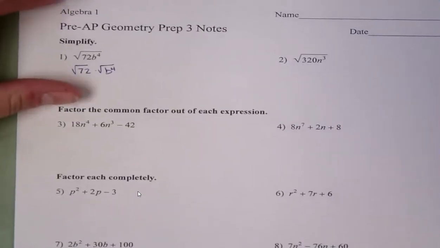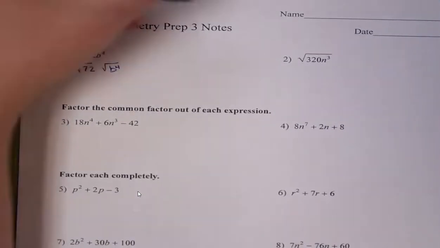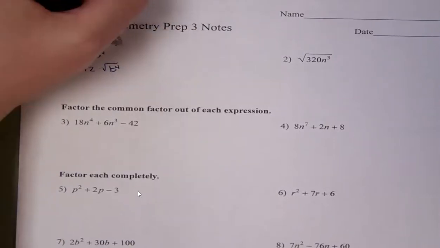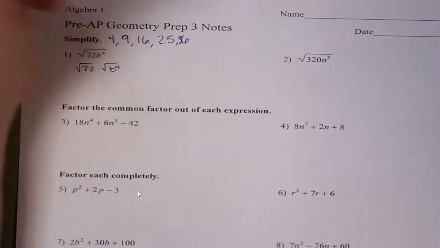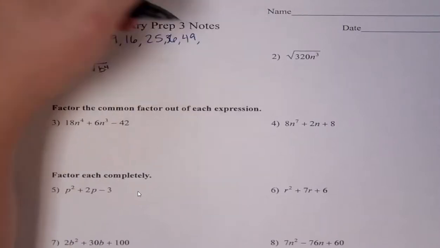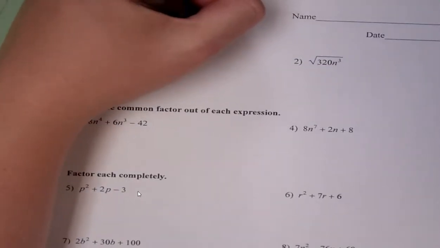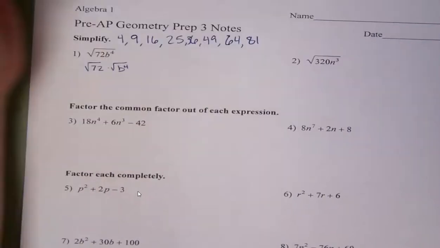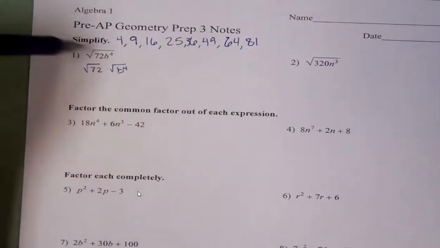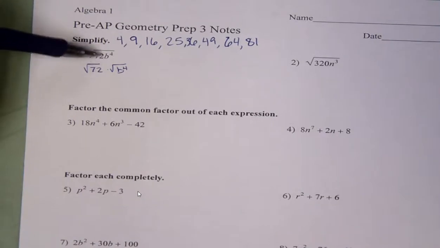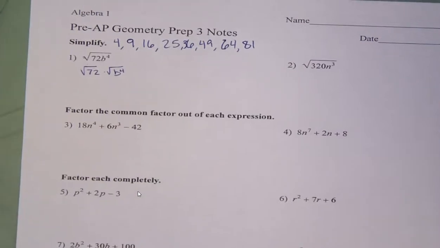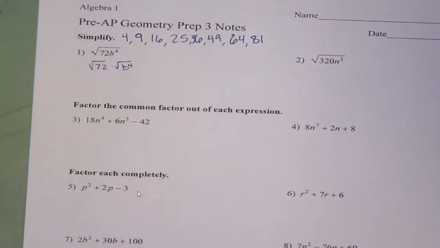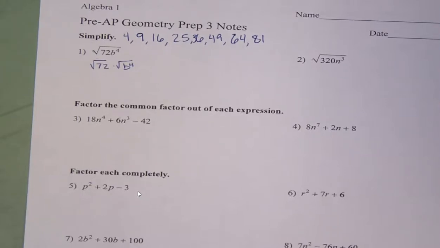There's a couple different ways that we talked about simplifying these. Either you can know your perfect squares, which 2 times 2 is 4, 3 times 3 is 9, 4 times 4, 5 times 5, 6 times 6 is 36, then 7 times 7, so on and so forth. You get the idea. You can know your perfect squares and find the largest one that goes into that number, or you can just simply factor it out and use the factor tree to simplify the radical. So there's a couple different ways.